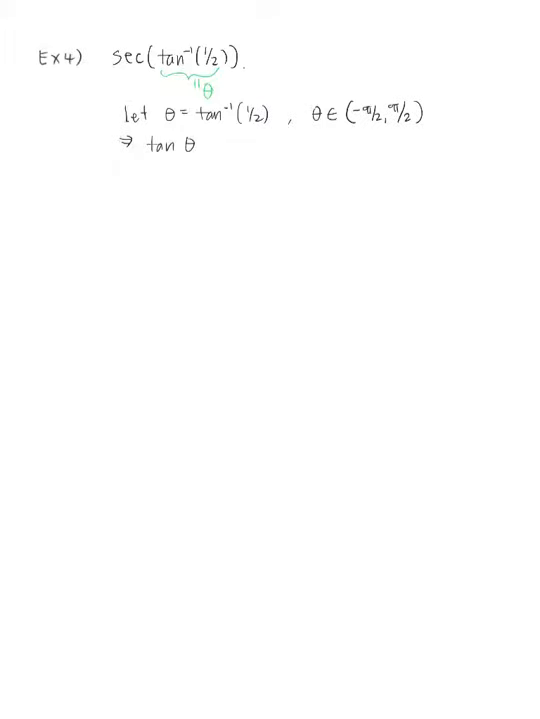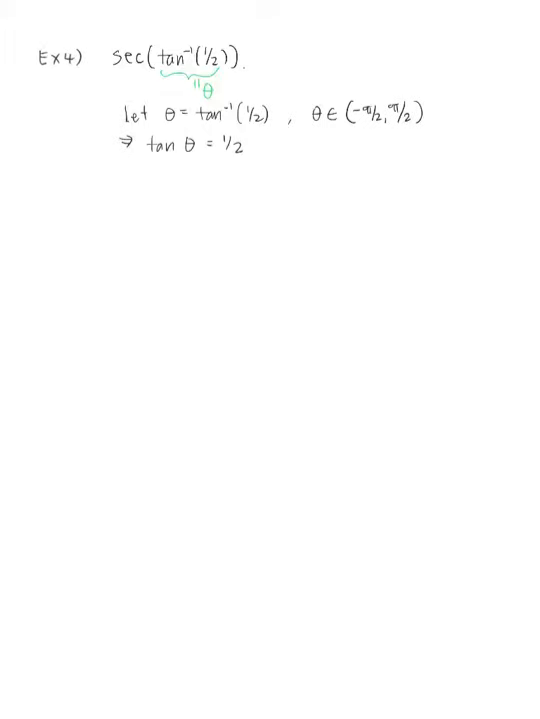Let's do another example. Okay, so let's take a look at secant of tangent inverse of 1/2. So we're going to start off the same exact way. We're going to let our theta be tangent inverse of 1/2. Now our theta is between negative pi over 2 to pi over 2, but it cannot equal negative pi over 2 or pi over 2 because remember there are vertical asymptotes there. So this implies that tan of theta equals 1/2.